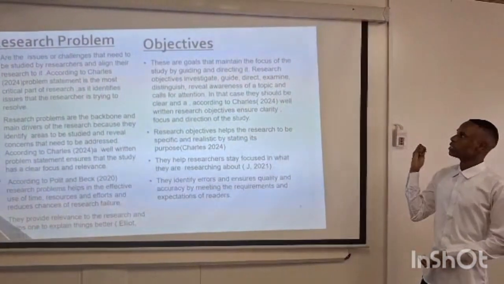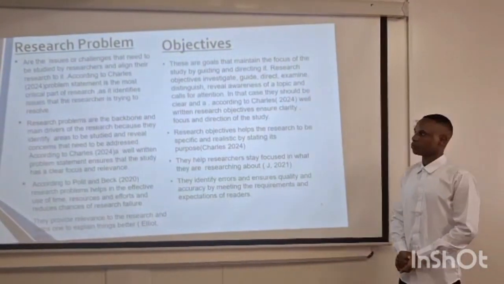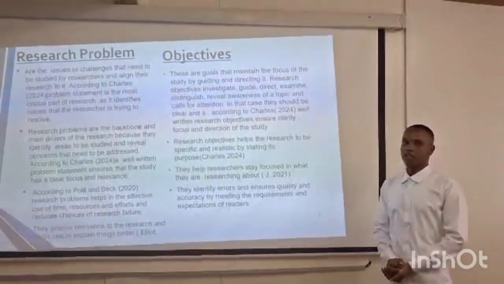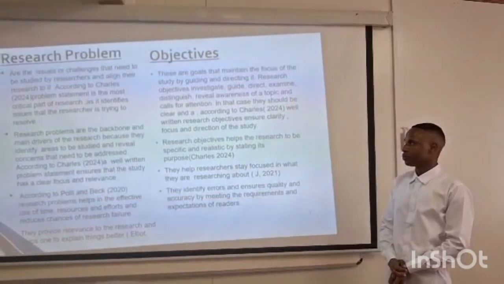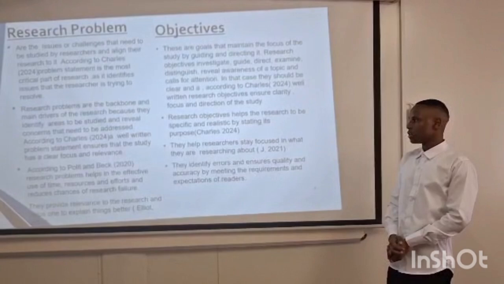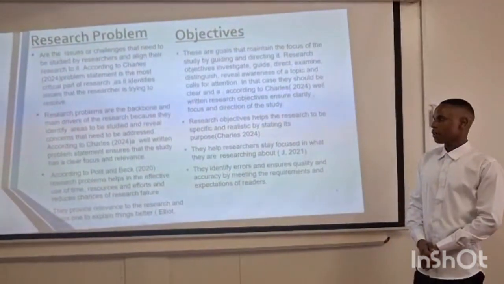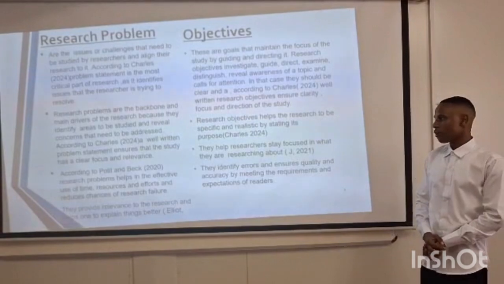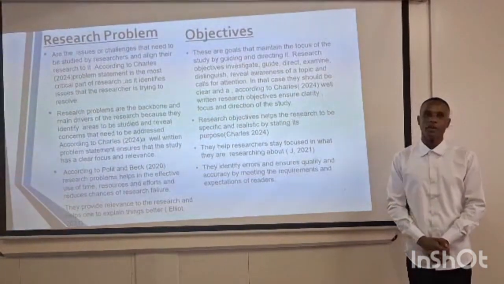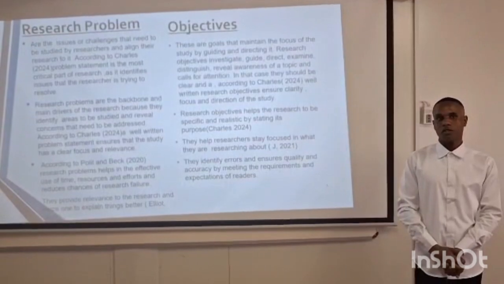Research objectives. These are goals that maintain the focus of the study by guiding and directing it. Research objectives helps in the research to be specific by stating its purpose. They help researchers stay focused on what they are researching about. And lastly, research objectives identify errors and ensure quality and accuracy by meeting the requirements and expectation of readers.